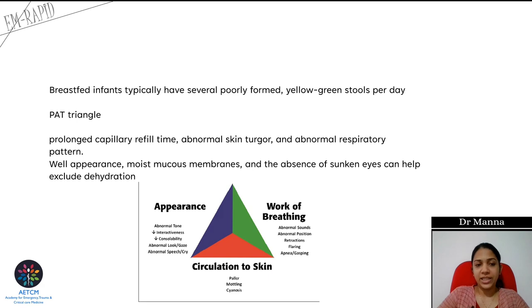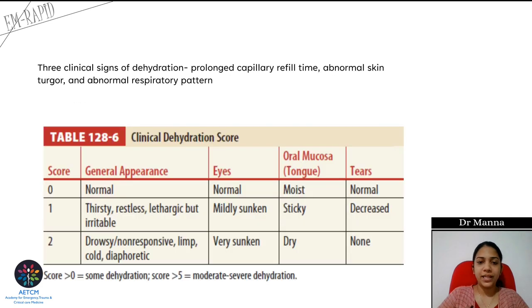There will be prolonged CRT. So look for the CRT, look for the skin turgor, and whether any abnormal respiratory pattern is there or not. We will also be examining the mucous membrane and the eyes to look for signs of dehydration. Where all will we look for the signs of dehydration? Usually we will be looking at the eyes, the oral mucosa and the tears. If the child is normal, doesn't look very dry, and the eyes and oral mucosa are normal, then it can be only mild dehydration or no dehydration.